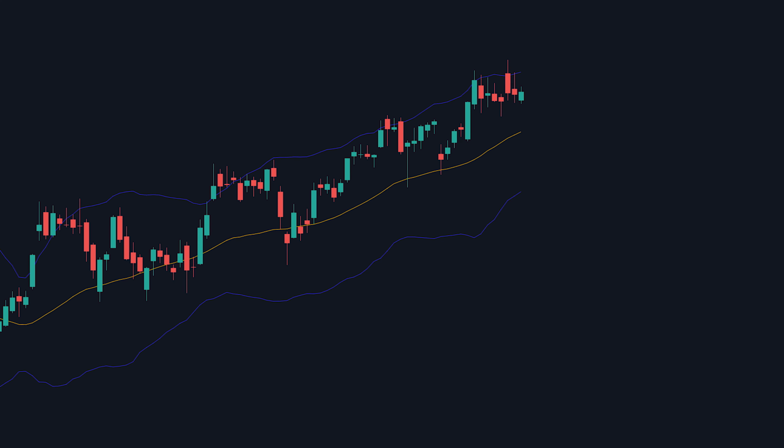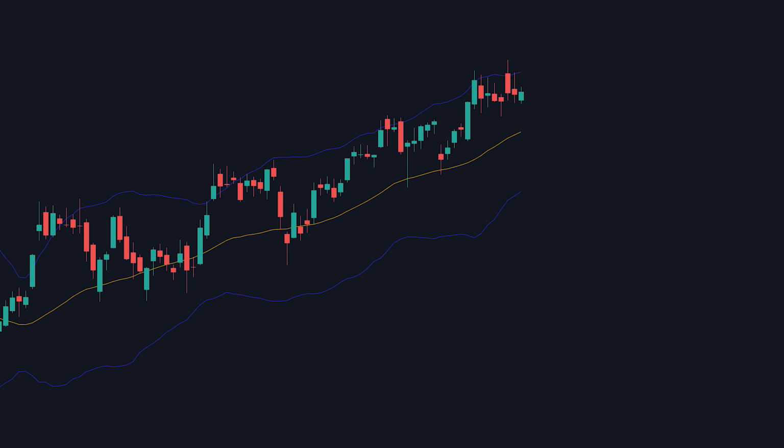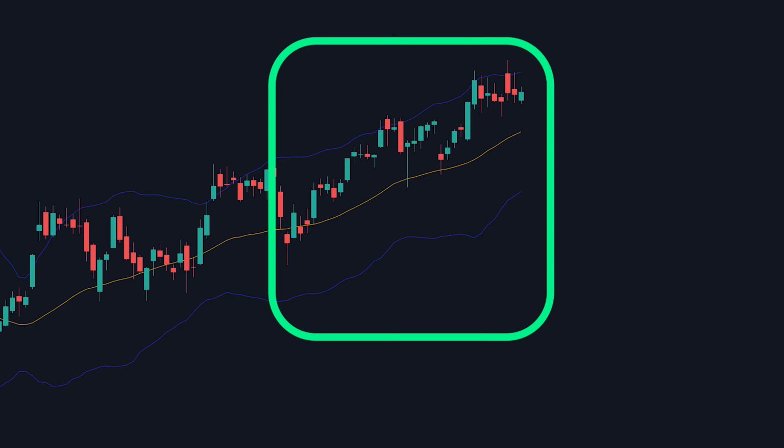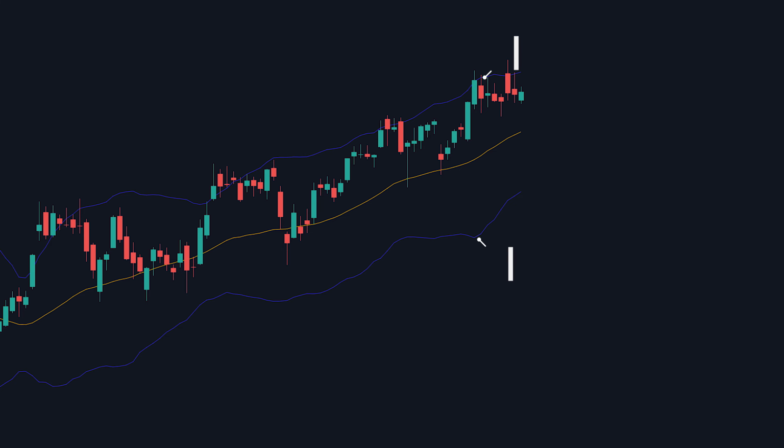So if you didn't know, this is how Bollinger Bands work. The center line is a moving average. So whatever amount that length is, this indicator is going back that many candlesticks and finding the average between them. So for this strategy, we are going back 30 candlesticks. The lower and upper lines are standard deviation lines.